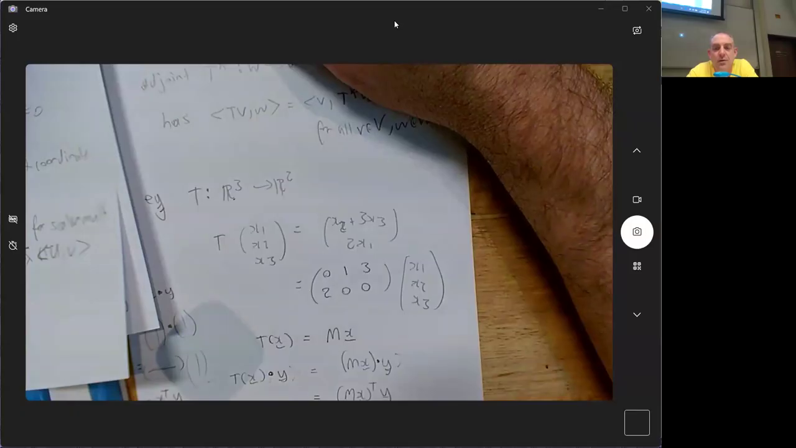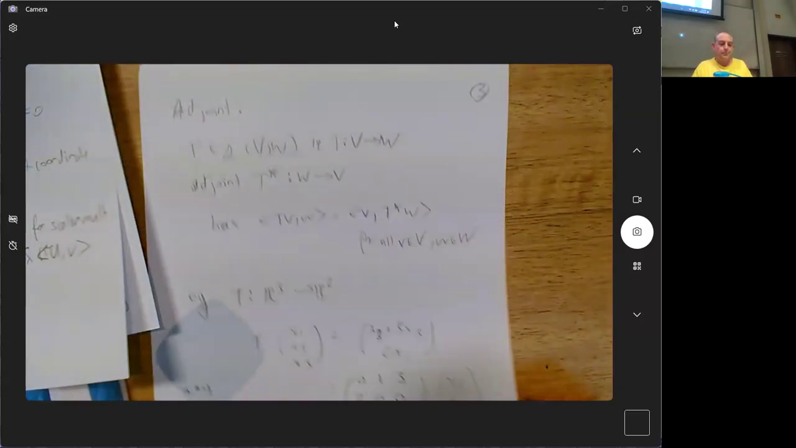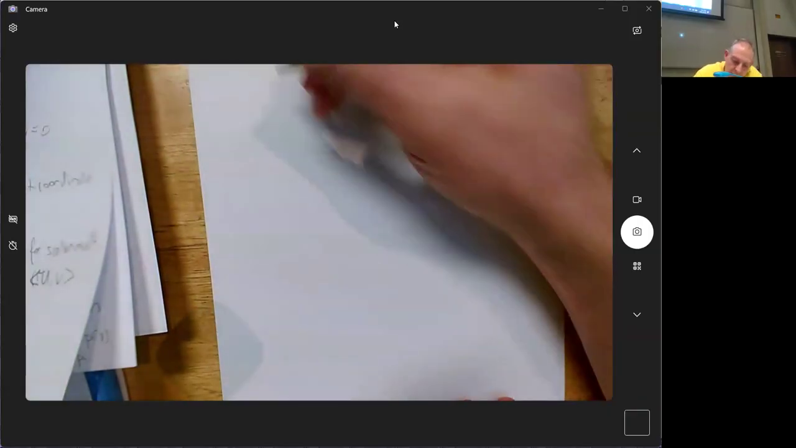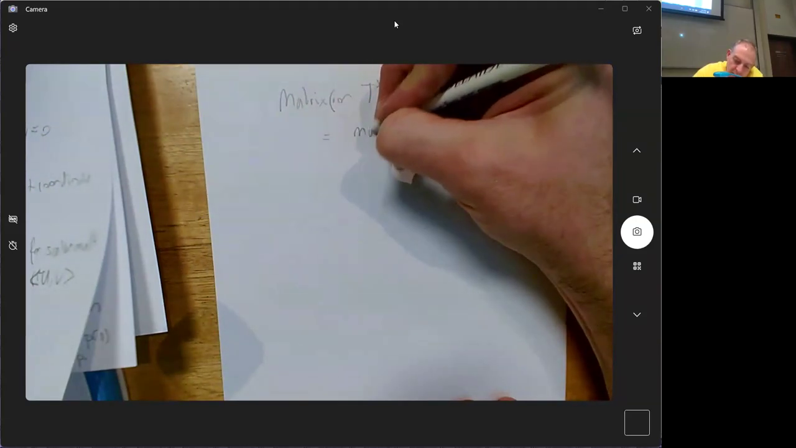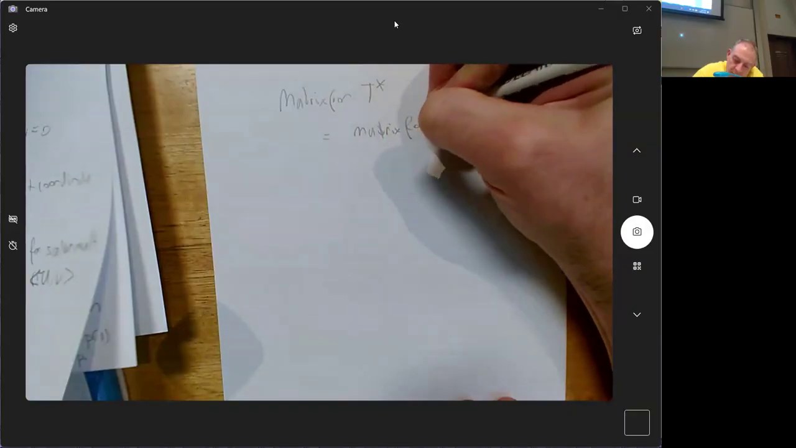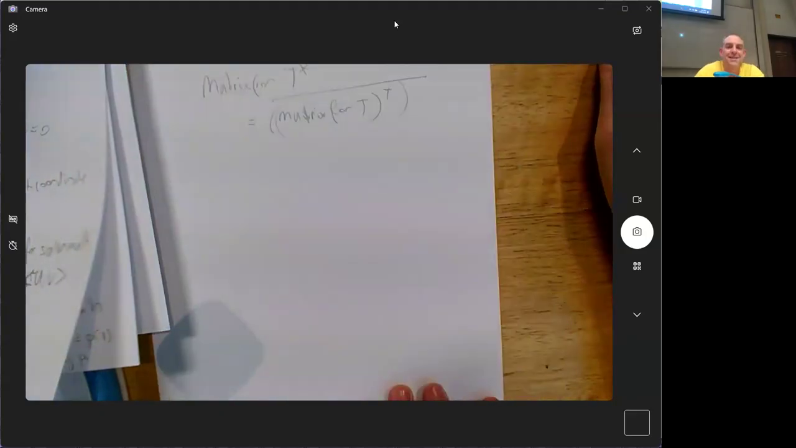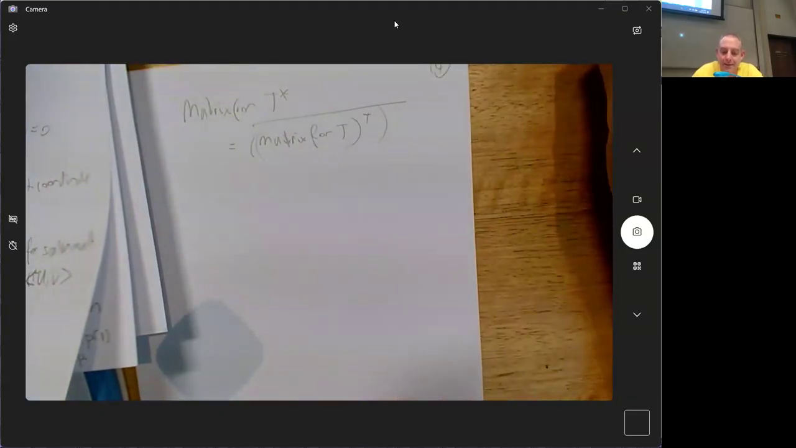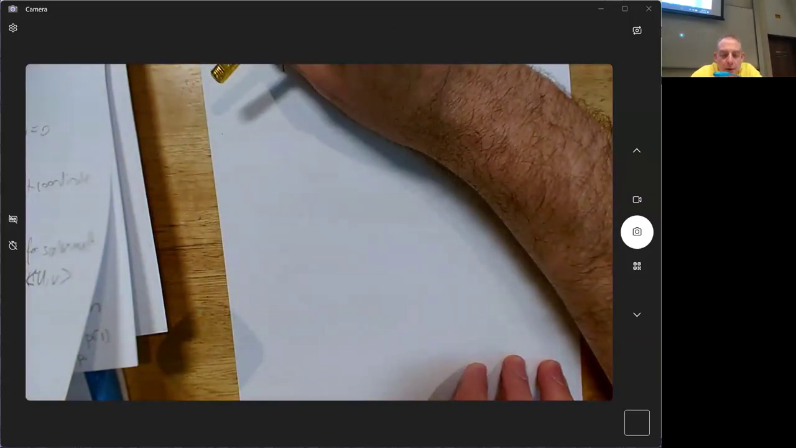The matrix of T star is the conjugate transpose of the matrix of T, so it's not quite transpose. It's only transpose if you're in real numbers. Gotcha. So just a second, the matrix for T star is the matrix for T transpose conjugate. Okay. All right. So an operator is, yep, gotcha.